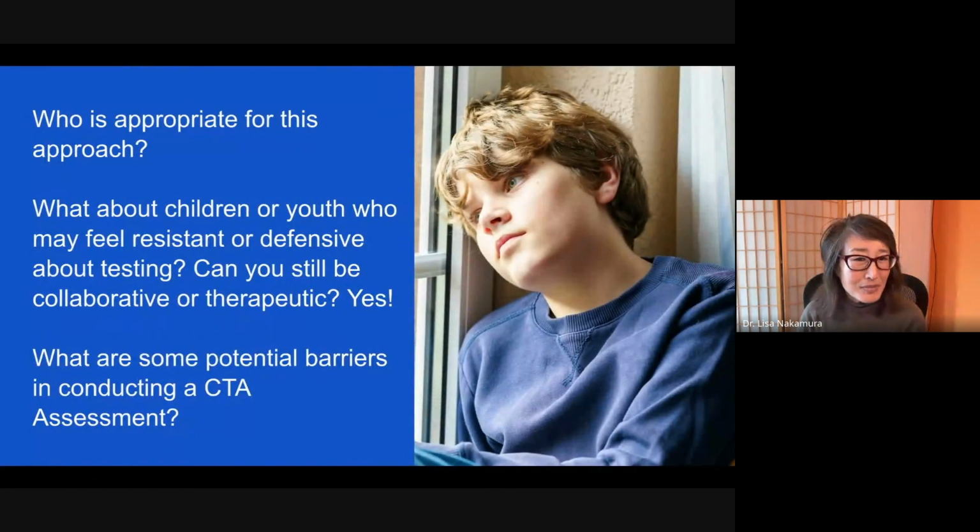So who is appropriate for this approach? I think that we can all, as clinicians, be more collaborative and therapeutic in testing for everyone, even those who may be averse to the process. Many youth and adults are quite open, interested, and curious about their learning style or social processing or emotional functioning. They're quite well suited for this approach.